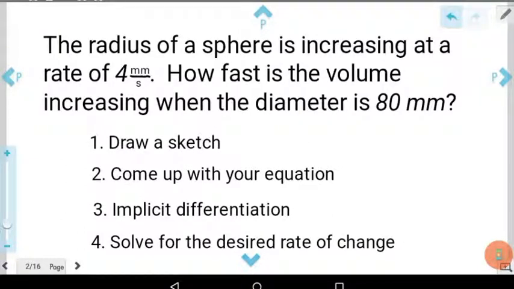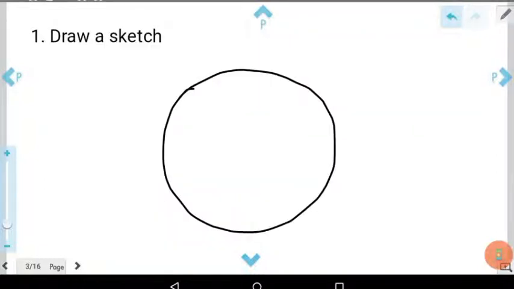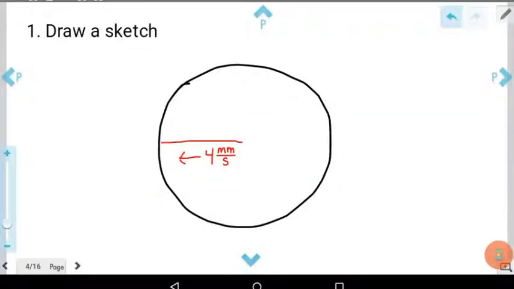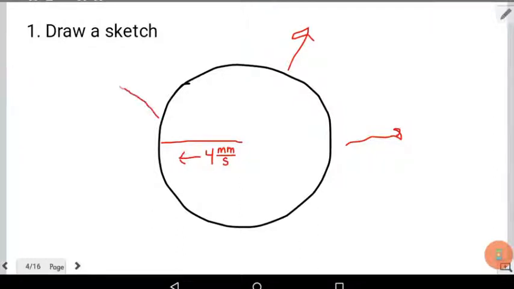with the first step here, which is to draw a sketch of what's going on. First of all, the question does tell us that we are dealing with a sphere, right? So just starting out with the sphere here. Then it tells us that the radius of the sphere is increasing at a rate of 4 millimeters per second. So you could imagine here, the sphere is going to be growing, right? Each edge is going to be moving outward. And the radius, which you can see measured here, is growing by 4 millimeters each second.